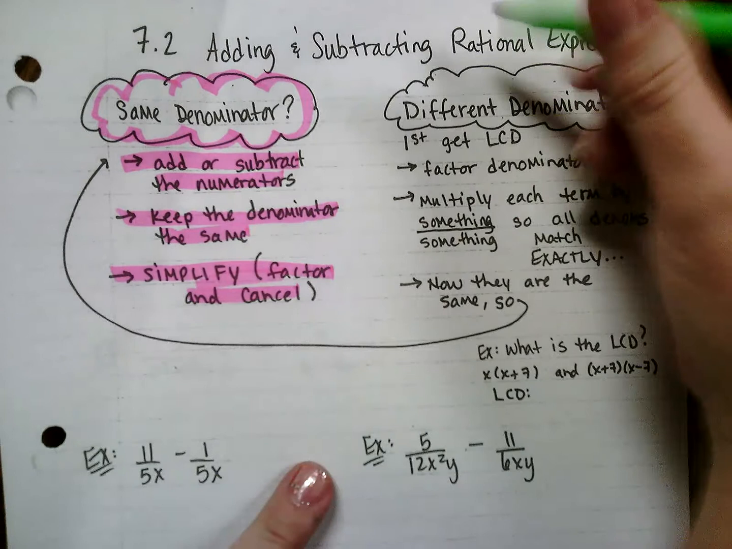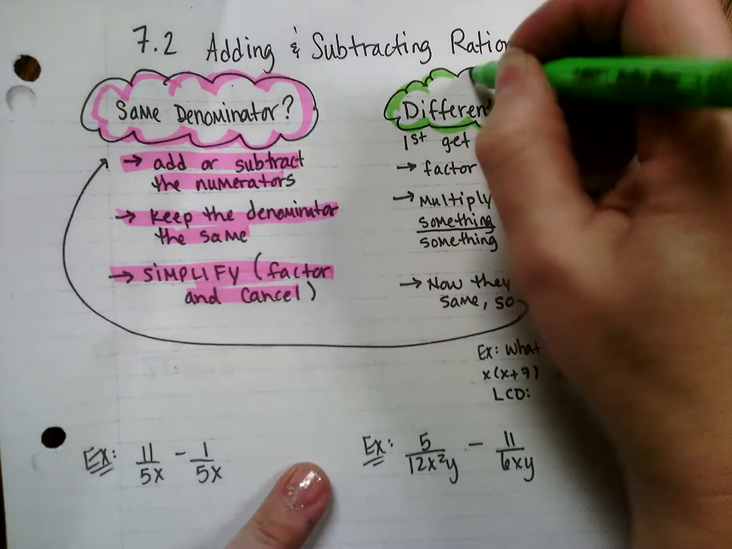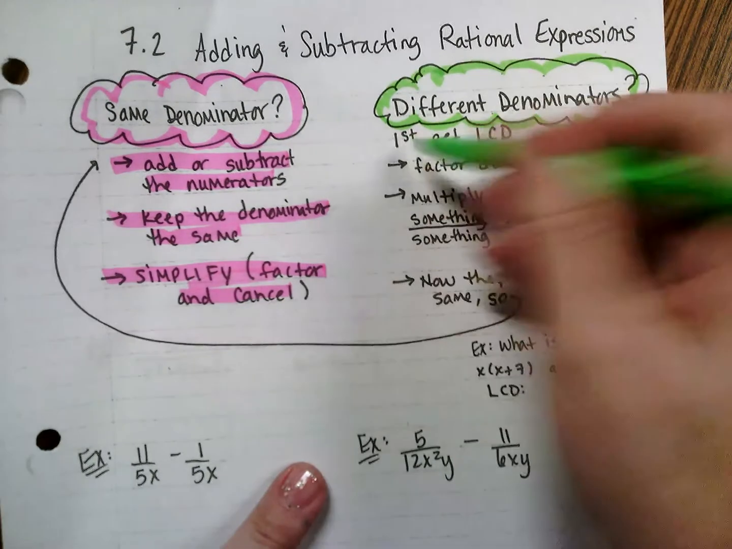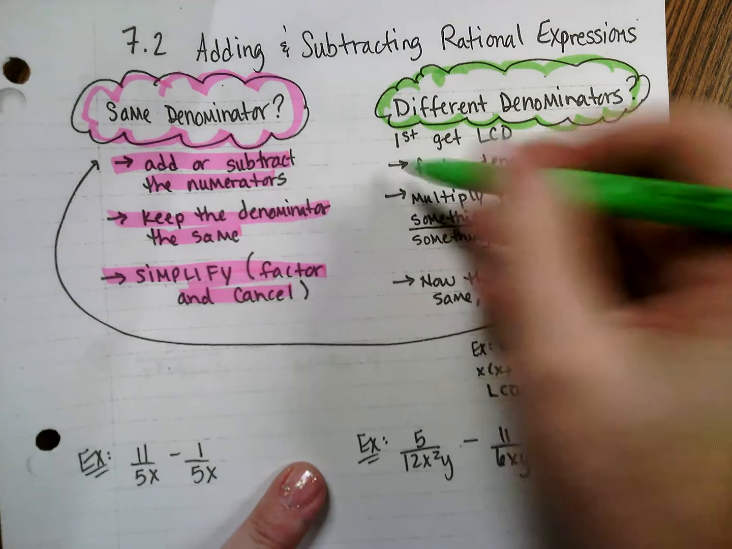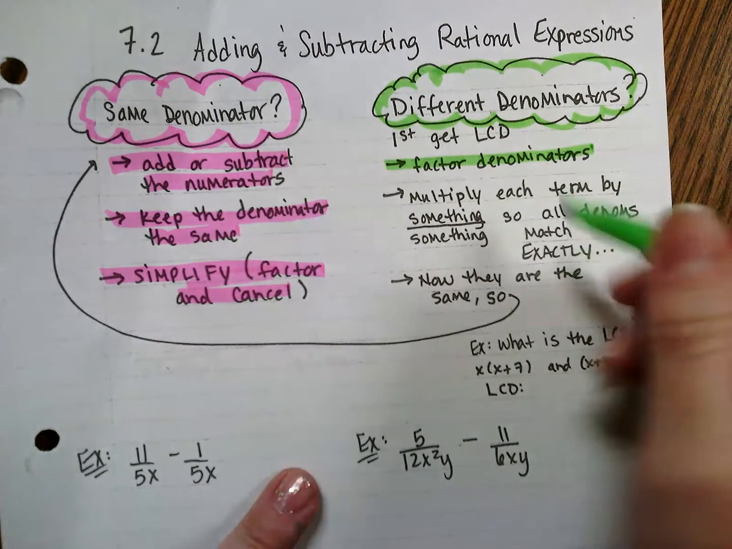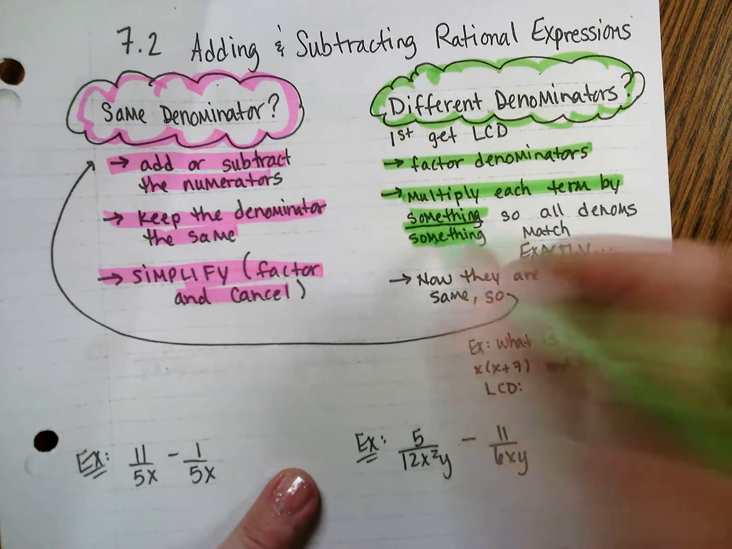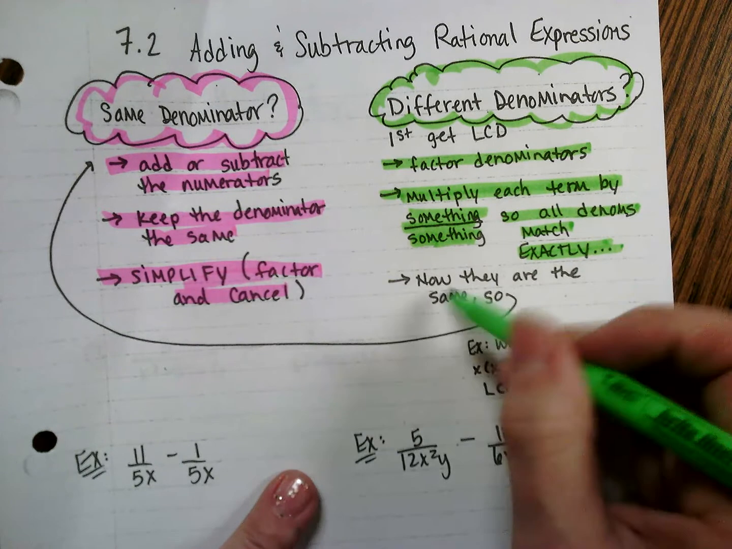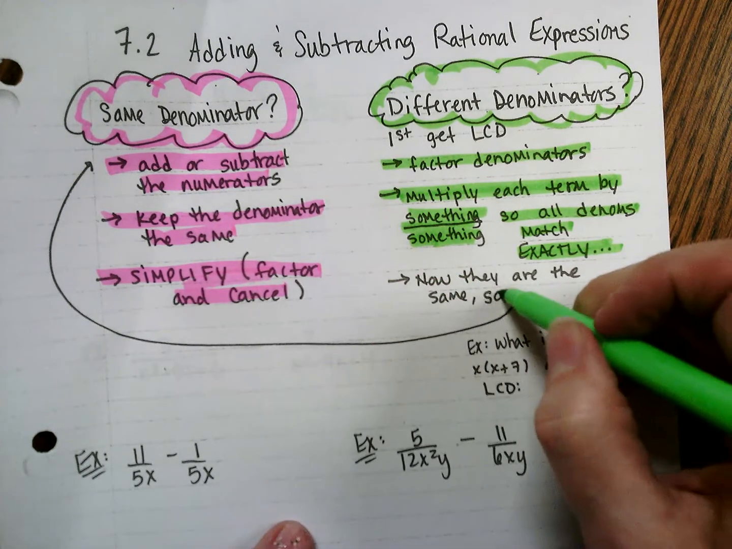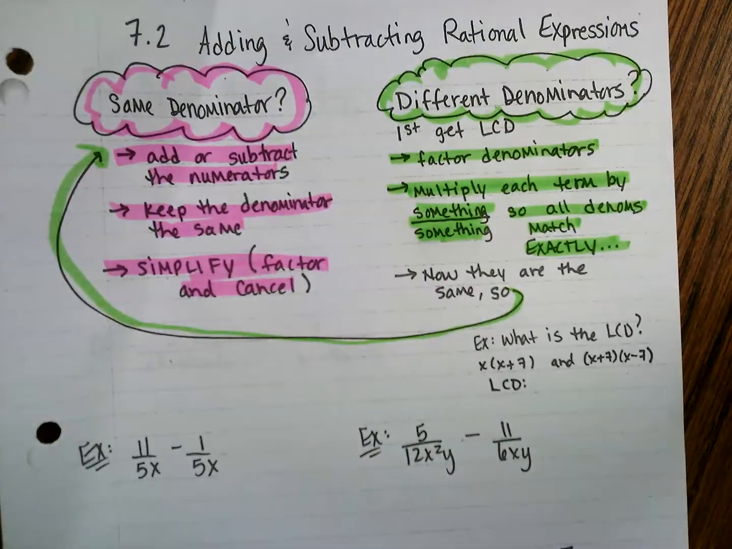If we have different denominators, we're going to have to do a little bit more work. The first thing we need to do is get the LCD. So we need to make it have the same denominator, and we do that by factoring the denominators. Then we're going to multiply each term by something over itself so that all the denominators match exactly. Then they are going to be the same. So we'll go back up here to where we have the same denominator, and we'll follow those instructions from before.